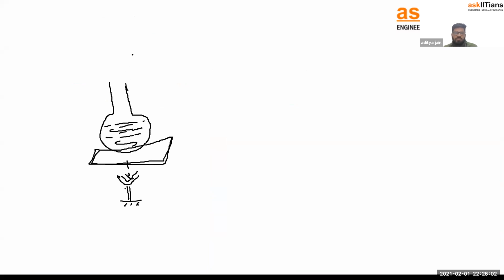For observation, I have kept a potassium permanganate crystal at the bottom of the beaker also. This is the potassium permanganate crystal. What is the use of that? It gives some color, which is violet, so that color will give you some observations. So what will you observe?